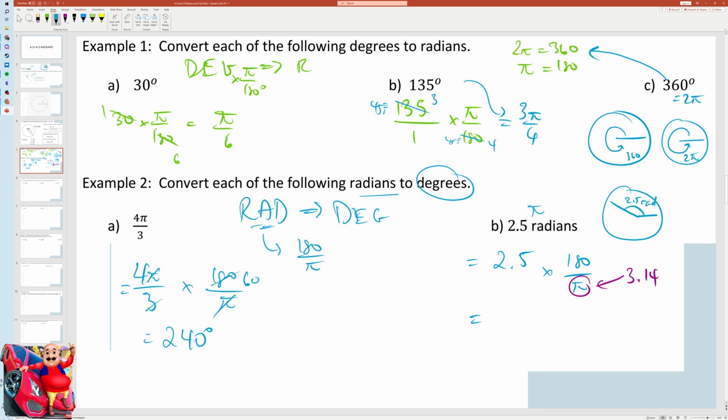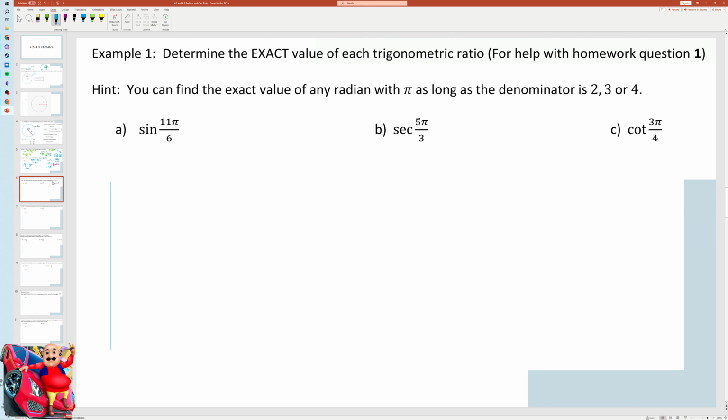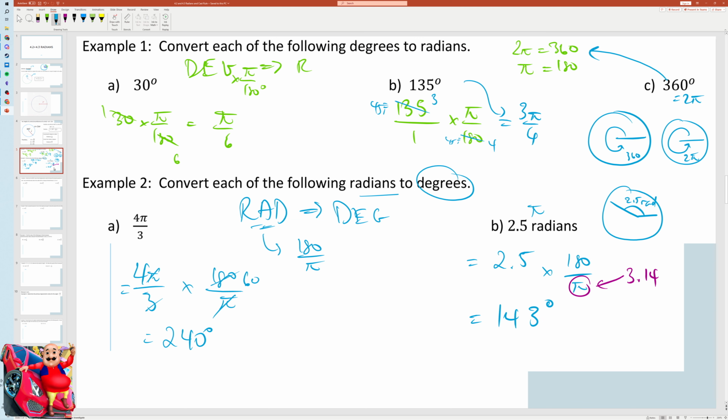Grab a calculator this time. So 2.5 times 180 divided by 3.14, excuse me, and that's equal to about 143 degrees. Beautiful. All right, so that is the basics. Us just discovering this new way of measuring angles called radians. Now let's see some trigonometry with it.